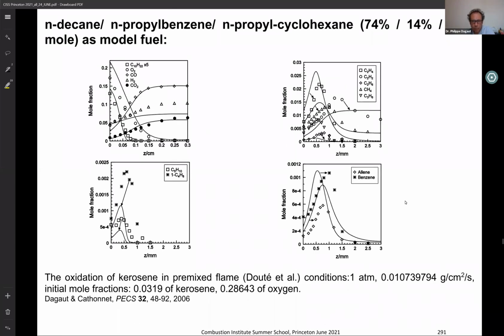The same model was used against flame data, and we could represent most of the data except some of the intermediates like 1-butene here, which is underpredicted. But for the other profiles, it's pretty good. And even for benzene, we match the maximum. There is some difference in the distance from the burner at which we predict the maximum, but it's not too bad. And same for the other species.